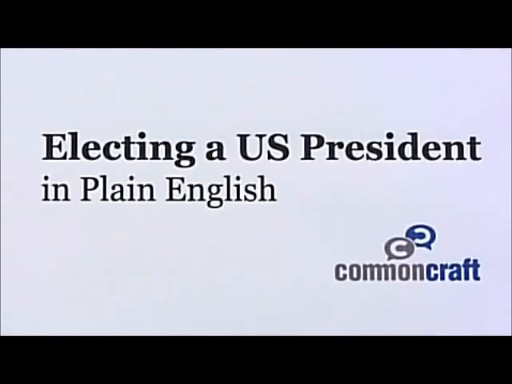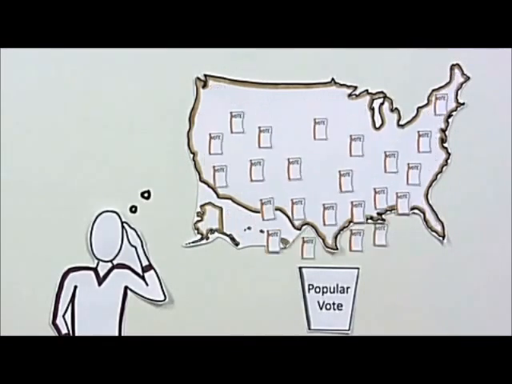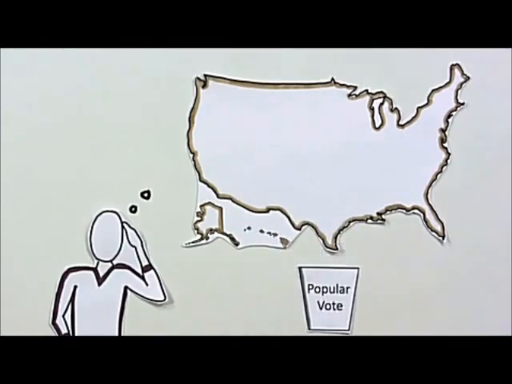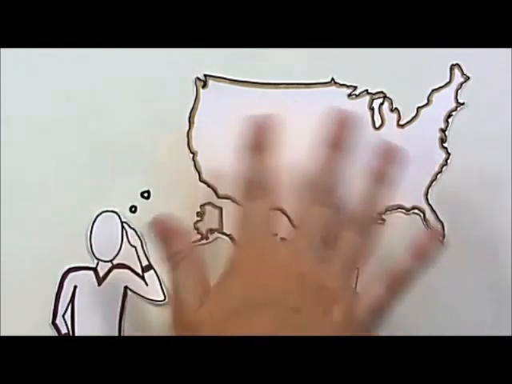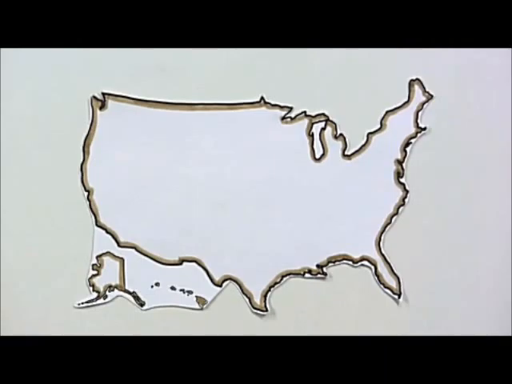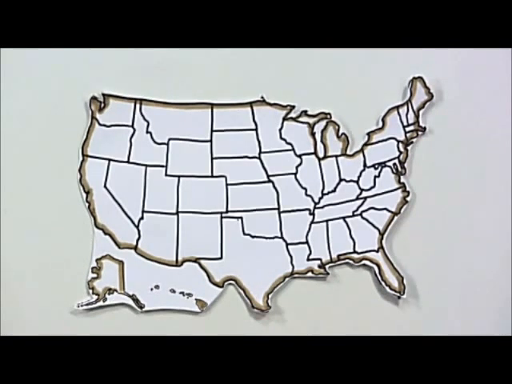This is Electing a U.S. President in Plain English. It's easy to imagine every U.S. citizen's vote being counted together on Election Day, but this is not the case. U.S. elections are not decided by the total or popular vote, but by individual states.